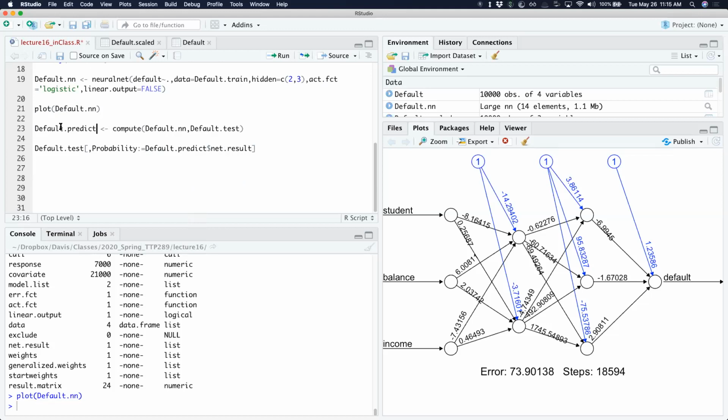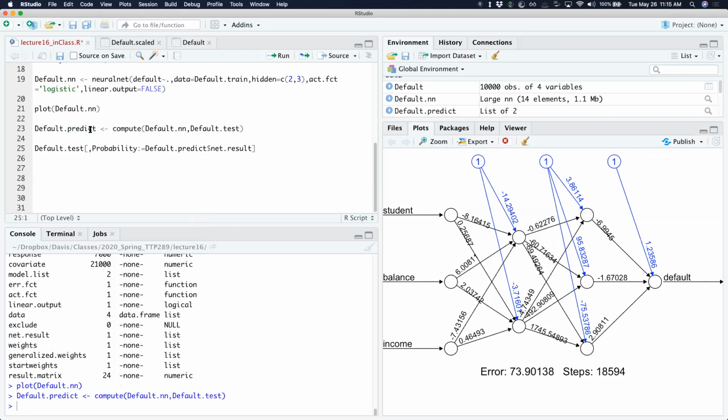Okay, so what I'm going to do now is, from my predictions, I'm going to go back into my test and look at the probabilities, which are the outcome of your activation function, which we chose as logistic. And then I'm going to assign it a prediction value, which is basically saying if the probability is greater than 0.5, then it's going to be 1, otherwise it's going to be 0. So if the model says that they'll default with a probability higher than 0.5, then we'll say that they defaulted, and if not, then we'll say that they didn't default.